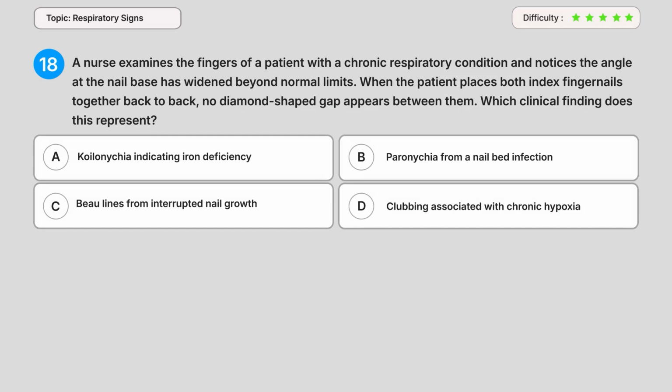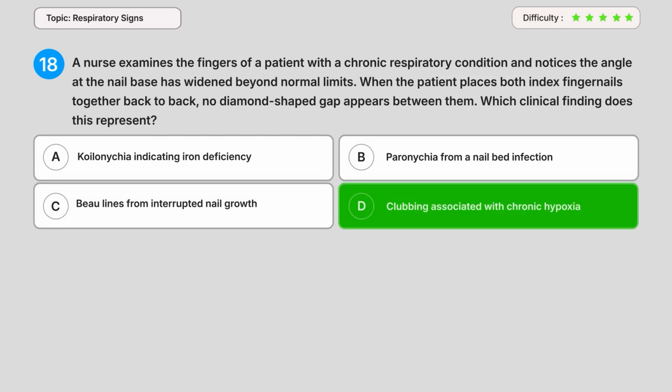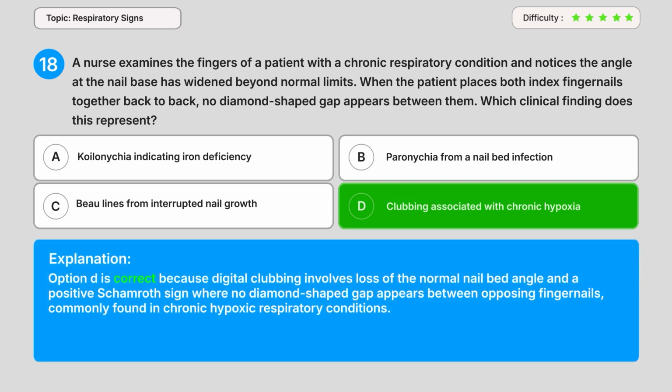Correct answer, D. Clubbing associated with chronic hypoxia. Explanation. Option D is correct because digital clubbing involves loss of the normal nail bed angle and a positive Shamroth sign where no diamond-shaped gap appears between opposing fingernails, commonly found in chronic hypoxic respiratory conditions.